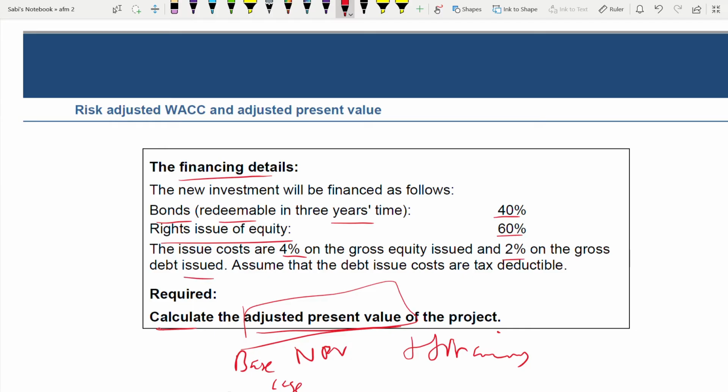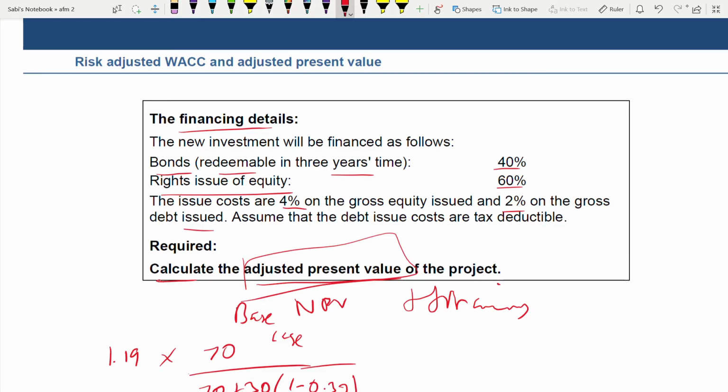This issue cost on debt we didn't cover in my lecture. I didn't cover it in my lecture, but through this question you can cover it. Okay, not everything is covered in the lecture. Some new things also you will learn through questions. Okay, so that's the thing. Now, debt costs are tax deductible. Okay, that is anyway we know that, right? Even if they don't write it in the assumption.